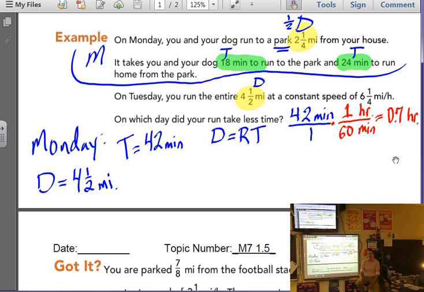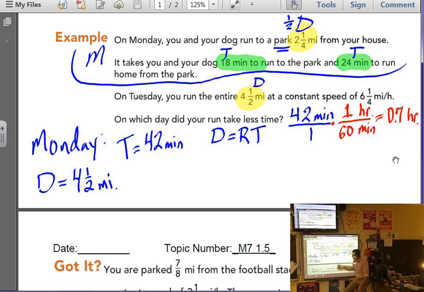But if you do a miles per minute calculation, do you think you'd have more than 1 or less than 1? Less. Think about how many miles you could run in a minute. Not even a mile. So you'd have a very, very small number that'd be annoying. So my distance is 4.5.